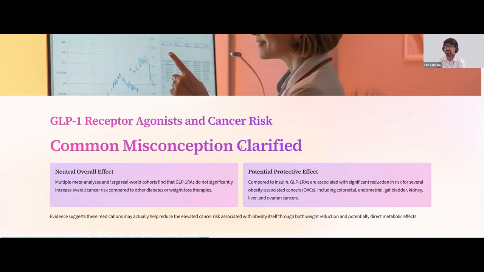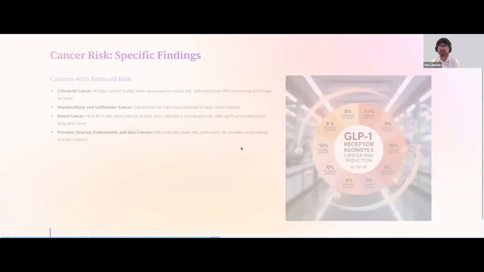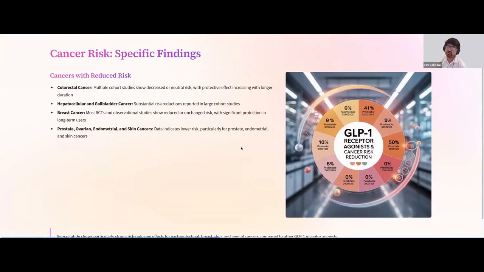In fact, it reduces the risk of cancer. So overall, there are certain cancers where the risk is actually reduced with the use of these agents. So again, this is a common misconception which has no scientific basis. In fact, the reason they wrote this paper was also because there were some of these misconceptions floating around. And there is emerging evidence to show that colorectal cancer, liver cancer, breast cancer, and prostate and ovarian cancer are actually reduced with the use of GLP-1 RA.